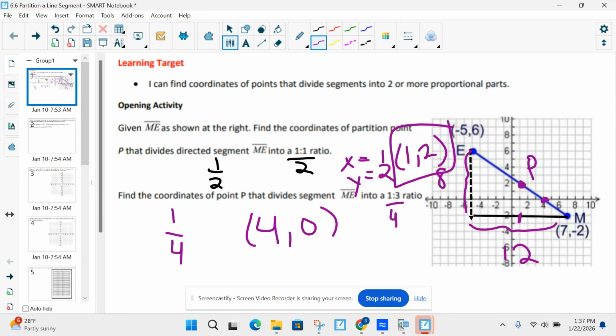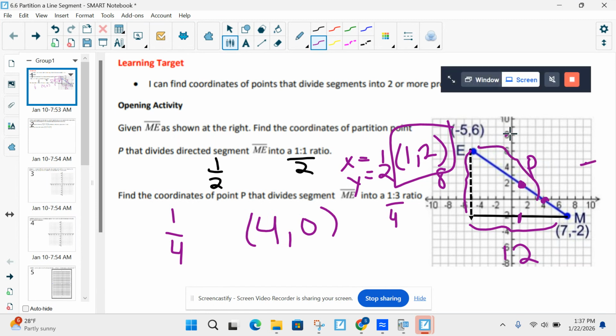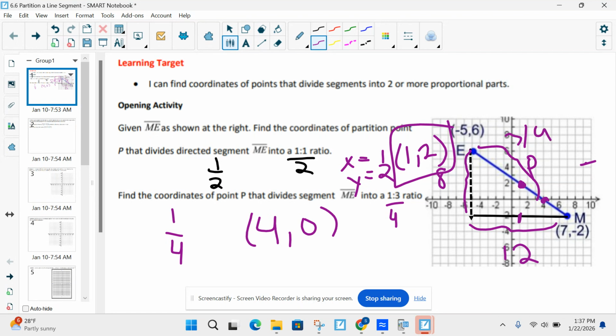Wait, why does the ratio of 1 to 3 mean that it would be a 4? Because it's 1 part, 3 parts. So 1 part, 3 parts means there are 4 total parts. So you add them together. So it's 1/4. Yeah, you add them together to figure out how many total parts there are. And since we're 1 to 3, that means we're finding the point that's 1/4 of the whole thing. The other part would be 3/4. So all of this is 3/4, right? Because it's a half plus the 4 that we took out.